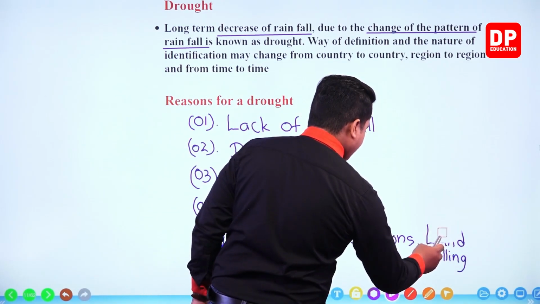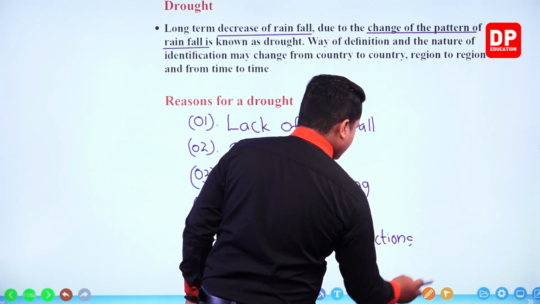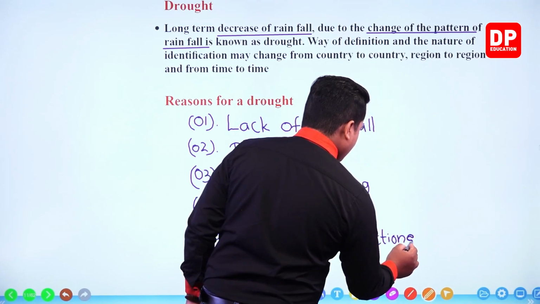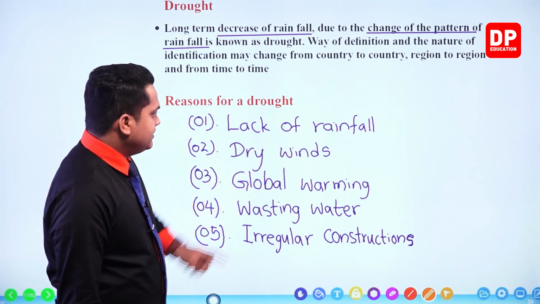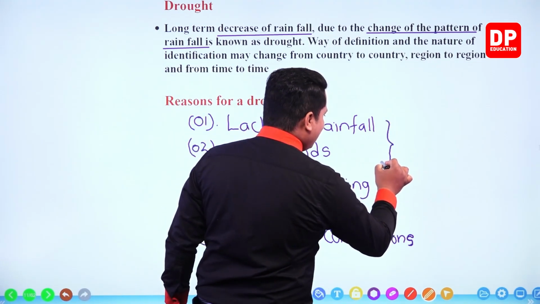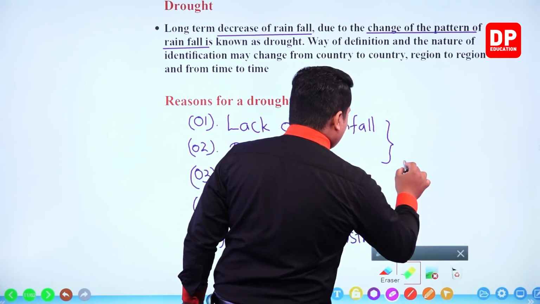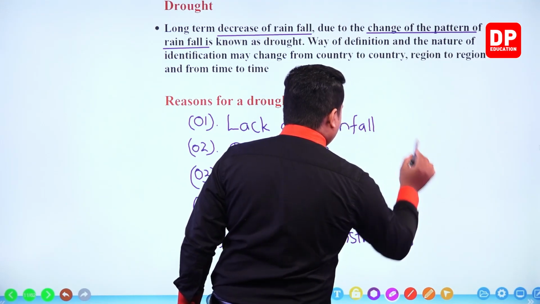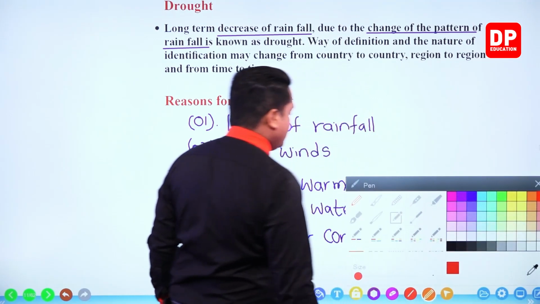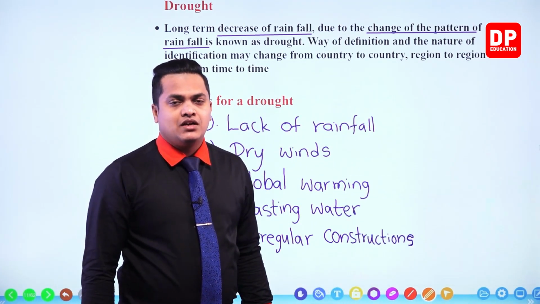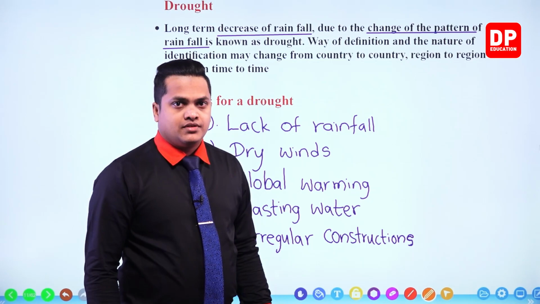So I'll erase this thing, land filling thing. So in here you can observe now there are 5 reasons. So lack of rainfall and dry winds. You know that these 2 reasons are natural reasons, my dear children. Because you know that we can't control rainfall. We can't influence the rainfall, right? And we can't influence the wind pattern. So these 2 reasons are natural reasons, right?